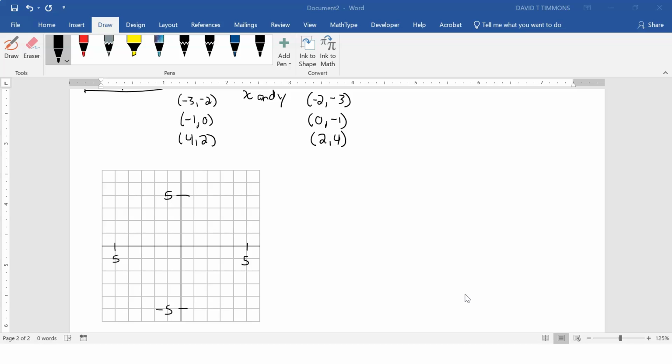So now I'm going to graph f of x and its inverse on the same graph. So I'll graph the first set of points for f of x. So here we have (-3, -2), (-1, 0), and then the point (4, 2). So this segment will look something like that. Now, let's graph the points for the inverse function. So now we have (-2, -3), (0, -1), and then (2, 4).